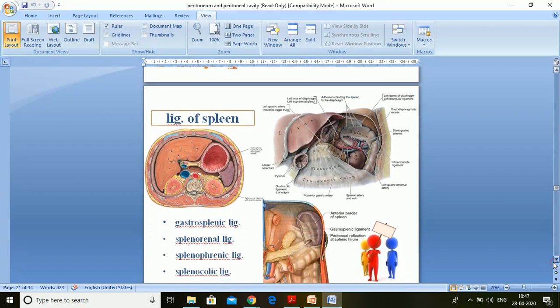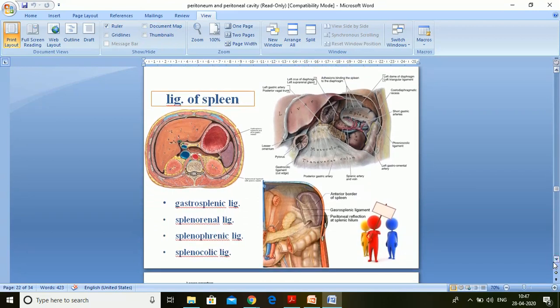So similarly, the ligaments which are attaching to the spleen: gastrosplenic, splenorenal, splenophrenic, splenocolic. What do we mean by that? Gastrosplenic means from spleen to stomach. If a ligament connects them, it is called the gastrosplenic ligament. See, this is the spleen and this is the stomach. So a ligament that connects both is called the gastrosplenic.